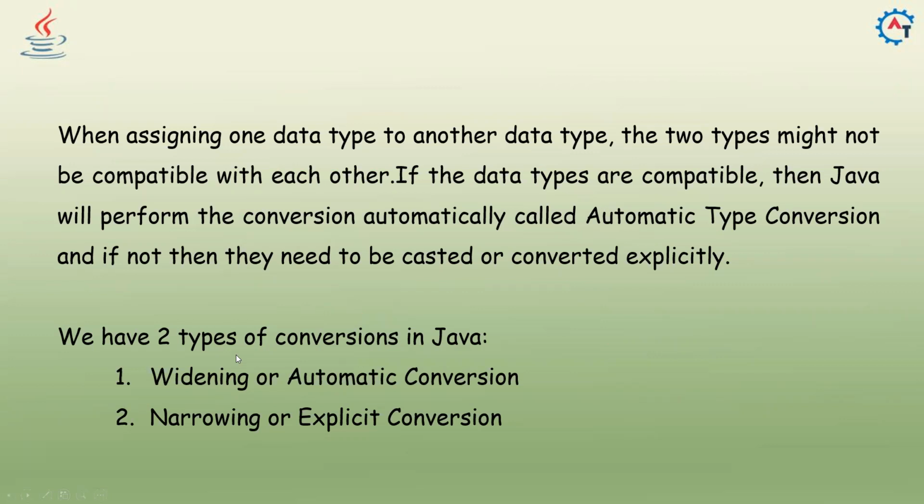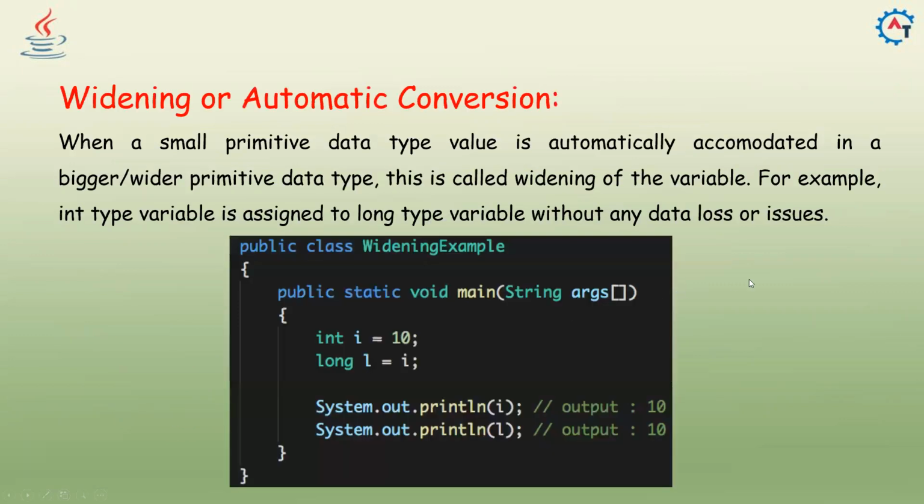Okay. So we have two types of conversions in Java. The first one is widening or automatic conversion. The second one is narrowing or explicit conversion. We will see these things with examples. So first, widening or automatic conversion, what it is.